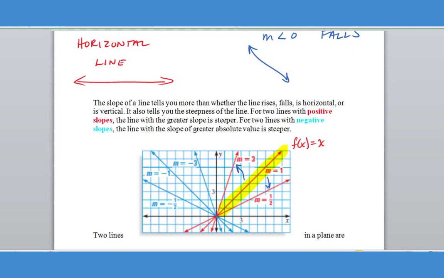We'll talk in a little more detail about compression and stretching or dilations as we go through this unit, but that is in essence what's taking place there. So take a closer look at this paragraph and these sets of graphs, so you can get a better visual idea of steepness of slope. Okay, that wraps up our visual about rising and falling in horizontal and vertical.